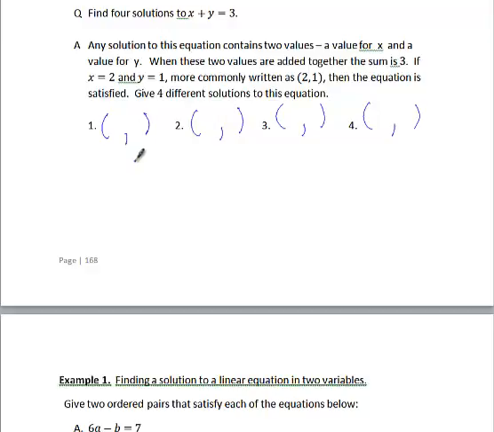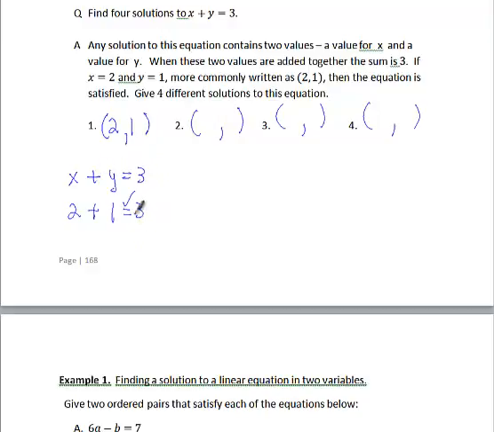So they give us 1. They say that 2 and 1 represent a solution. Why is that? Well, if we plug 2 in for x, 1 in for y, then it satisfies the equation. 2 plus 1 is 3. It checks out. So to put it more simply, we're just looking for 2 numbers that add to give us 3.